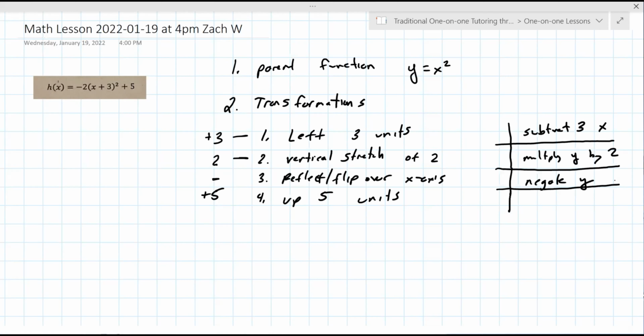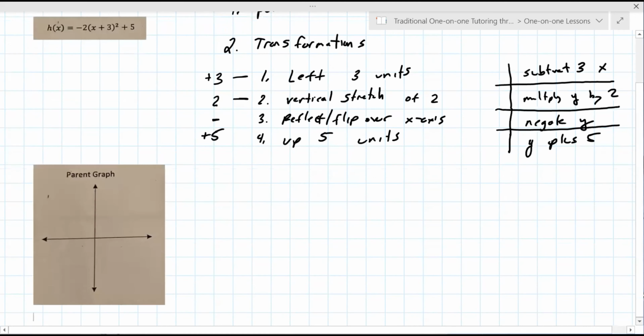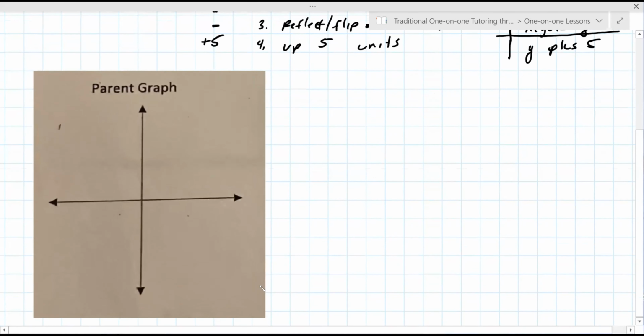All right, Zach, so that affects the y again, y plus 5 kind of thing. So then the first thing you need to graph is the parent graph. So that's 0, 0, 1, -1 and 1, +1 and 1, and then 2 and 4, and -2 and 4.